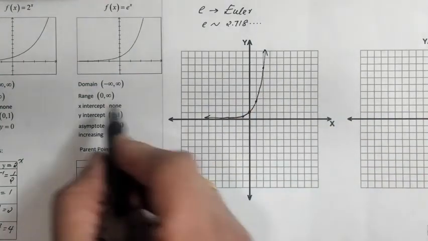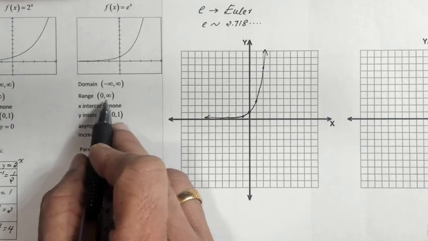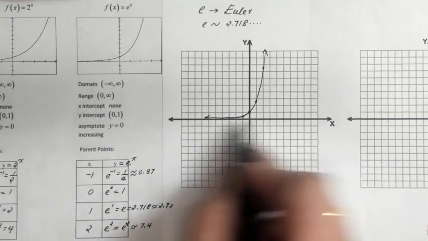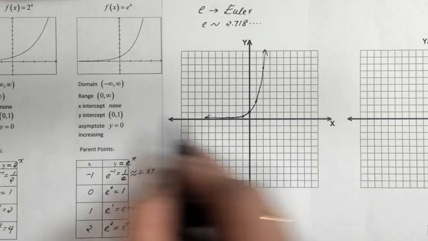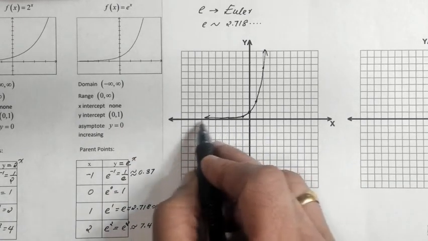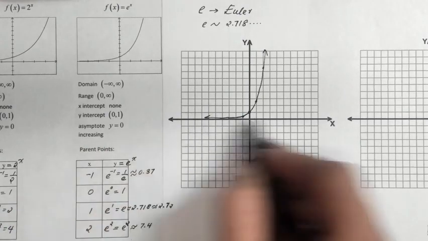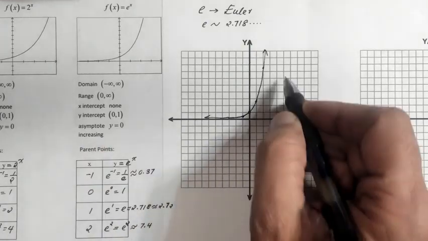And let's look at the attributes like we did before. The domain is negative infinity to positive infinity. The range is 0 to infinity because we know that the asymptote is right here. The x-intercept: there is no x-intercept. There is a y-intercept, which is (0, 1). The asymptote is the x-axis or y equal to 0, and it is an increasing function.